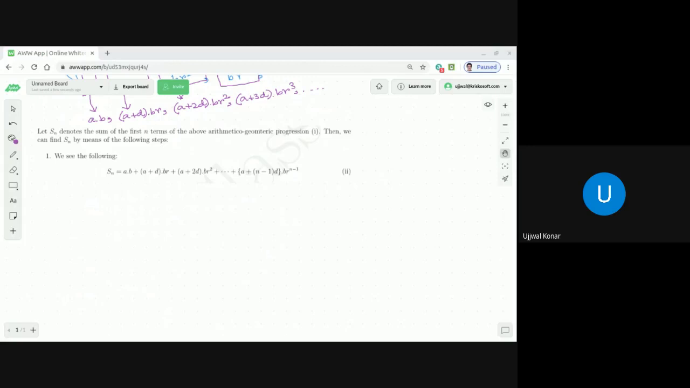Now, what is our task? Our task is to find the value of this Sn in terms of the known things, what? a, b, r, d, and n. a is the first term of the AP. b is the first term of the GP. r is the common ratio of the GP. d is the common difference of the AP. So in terms of these known values, we need to express that Sn.